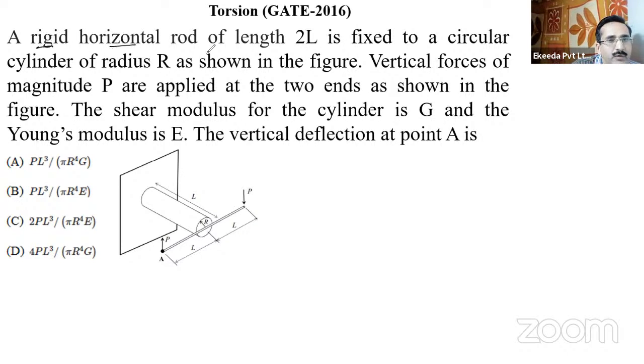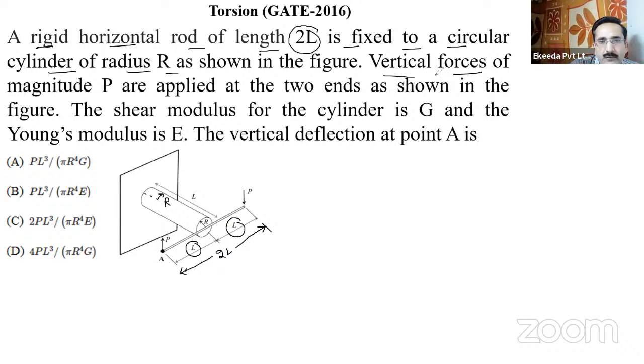A rigid horizontal rod of length 2L. The length of the rod is given as 2L, right? This is L plus L, so the total becomes 2L. It is fixed to a circular cylindrical shaft of radius R. The radius of this shaft is R, right? So this is the radius. Radius is given as R.